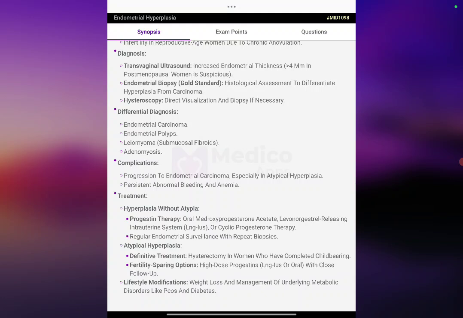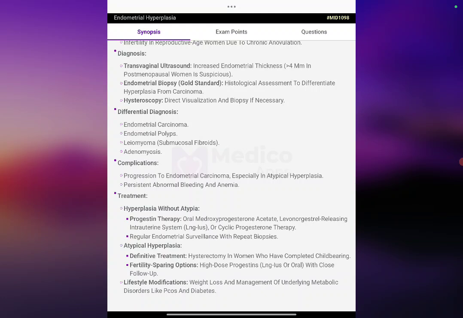Complications include progression to endometrial carcinoma, especially in atypical hyperplasia, persistent abnormal bleeding, and anemia. Hyperplasia without atypia. Treatment: progestin therapy, oral medroxyprogesterone acetate, levonorgestrel-releasing intrauterine system, or cyclic progesterone therapy. Regular endometrial surveillance with repeat biopsies.